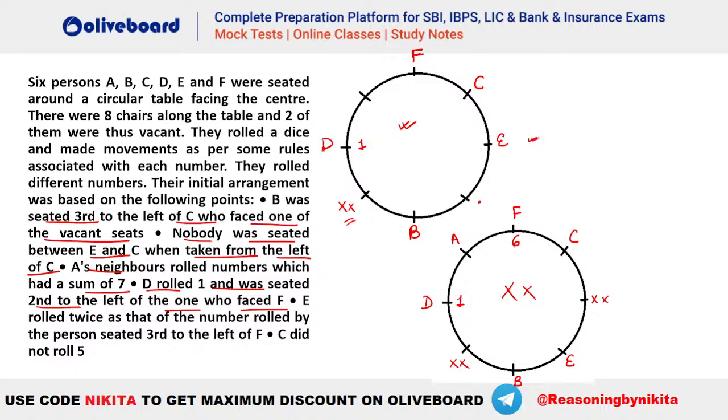In this case, E should be rolling a number which is twice that of the person who is third to the left of F. That means there should be a person seated here. This cannot be vacant, because now we are left with only two persons.